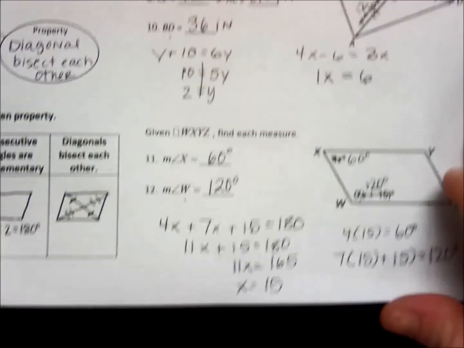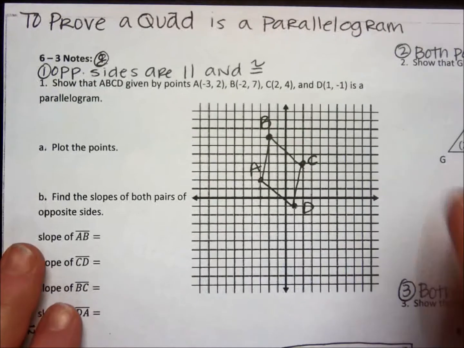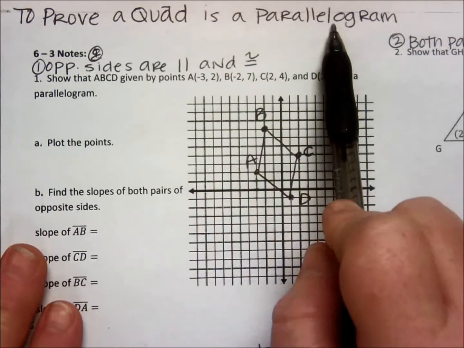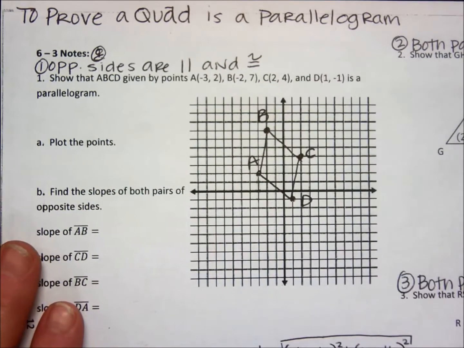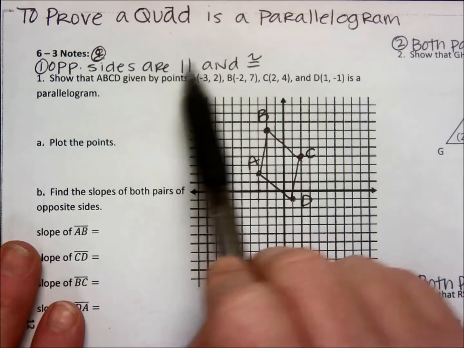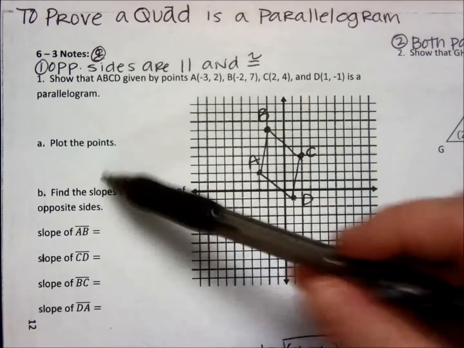All right, let's turn our papers over. In the next side, 6-3 notes, we're trying to prove that a quadrilateral actually is a parallelogram. So there's 3 things that we can do to prove it. The first thing is that opposite sides have to be parallel and congruent. So if I'm looking at a 4-sided figure and I can prove that the opposite sides are congruent and parallel, then that means the figure is actually a parallelogram. So go ahead and plot the points.